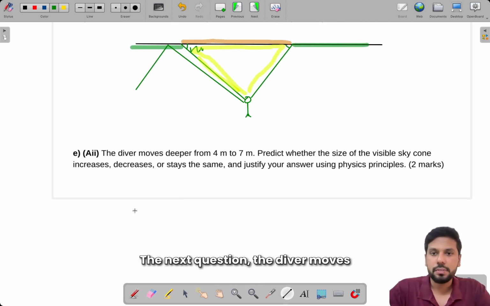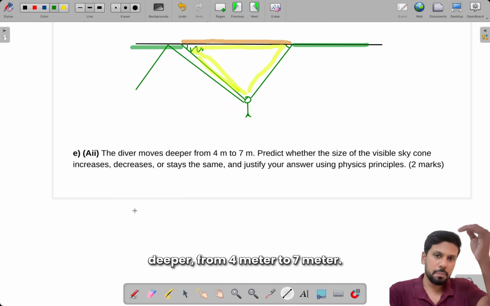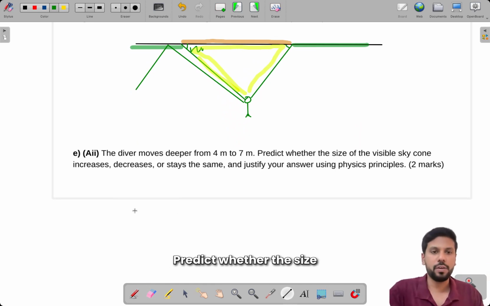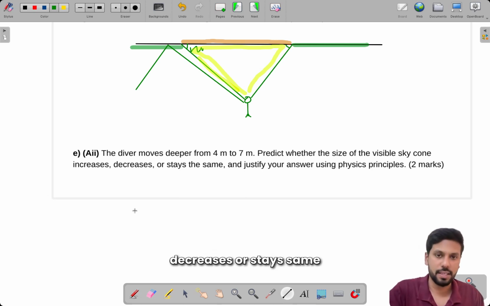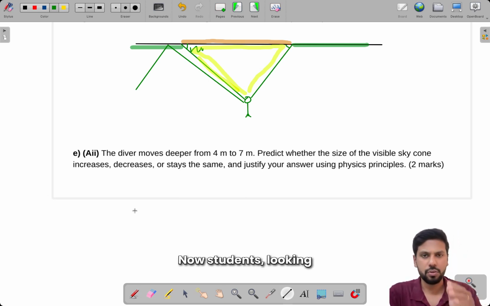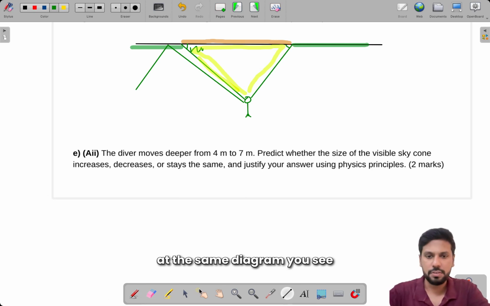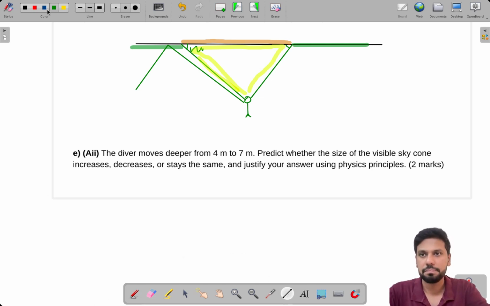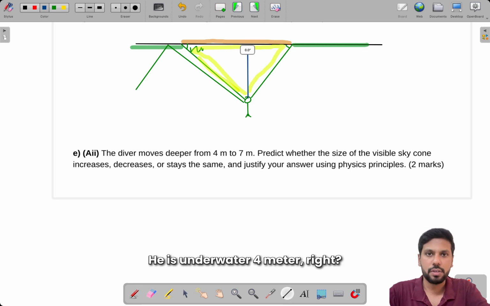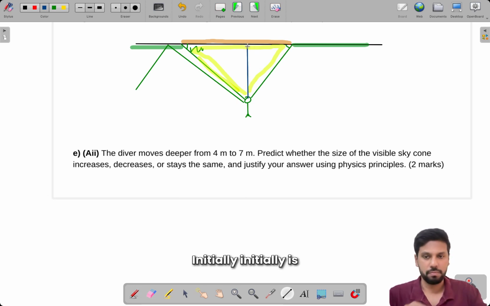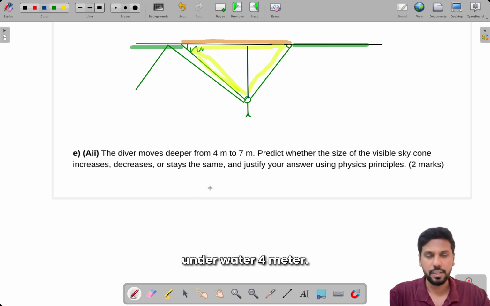The next question: the diver moves deeper from 4 meter to 7 meter. Predict whether the size of the visible cone increases, decreases, or stays the same, and justify your answer with the physics principle. Now students, looking at the same diagram, you see here, this is 4 meter. He is initially underwater 4 meter.